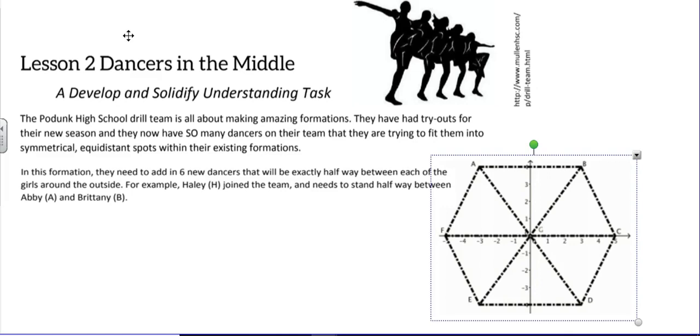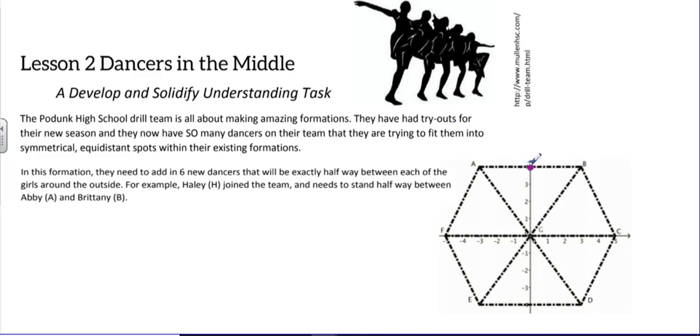In Dancers in the Middle, the dance team at Podunk High School is making amazing formations. They've had tryouts and they've added a lot of dancers to their team. So they're wanting to take this formation and add dancers that will stand halfway between the girls that are on the outside of the formation. So for example, Haley H, who joined the team, she needs to be halfway between Abby and Brittany. So that places her halfway between point A and point B.